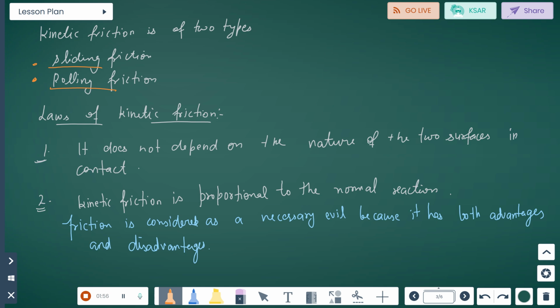Now, laws of kinetic friction. First, it does not depend on the nature of the two surfaces in contact. Next, kinetic friction is proportional to normal reaction. Kinetic friction is considered a necessary evil because it has both advantages and disadvantages.